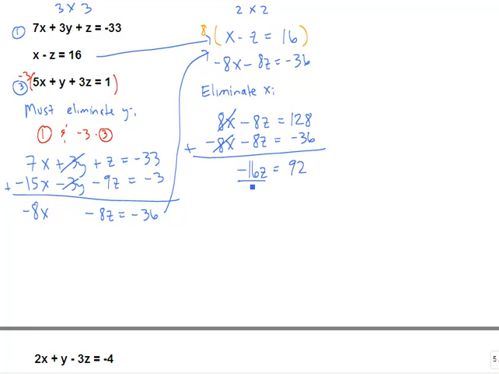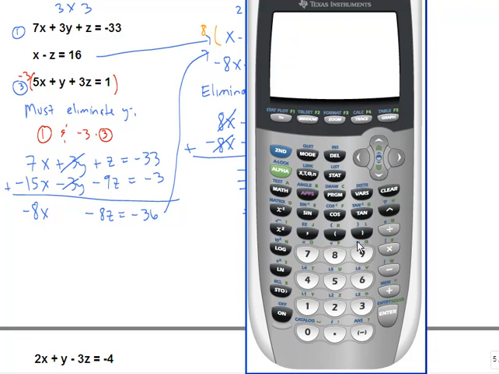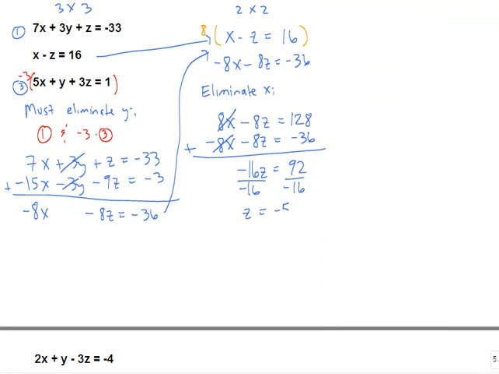Now we can divide through by negative 16, and 92 divided by negative 16 doesn't go evenly. Let's go ahead and see what that is. If we do 92 divided by negative 16, we get negative 5.75. So z is negative 5.75. So we get a decimal, but it's not too terrible of a decimal. So that is part of our 1 by 1. There is the value of z.